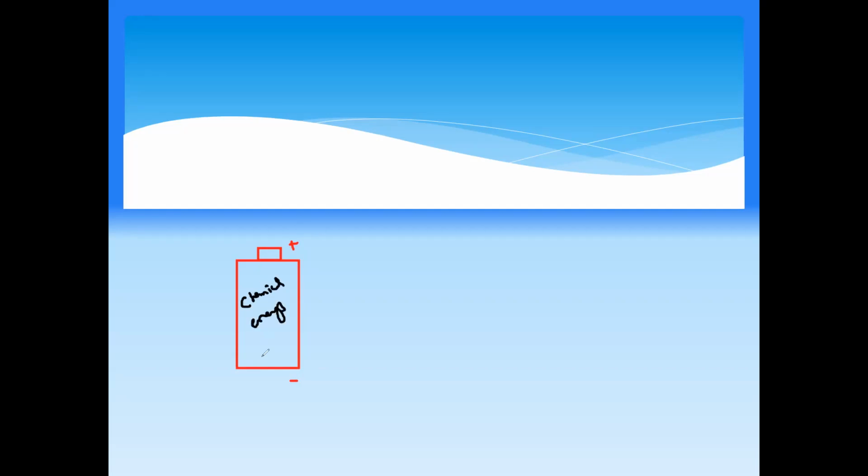And on the cell it is labeled, for example, 1.5 V. It can be 1.5, it can be 1, it can be 1.3. So on the cell it is labeled 1.5 V. What is the meaning of this 1.5 V?